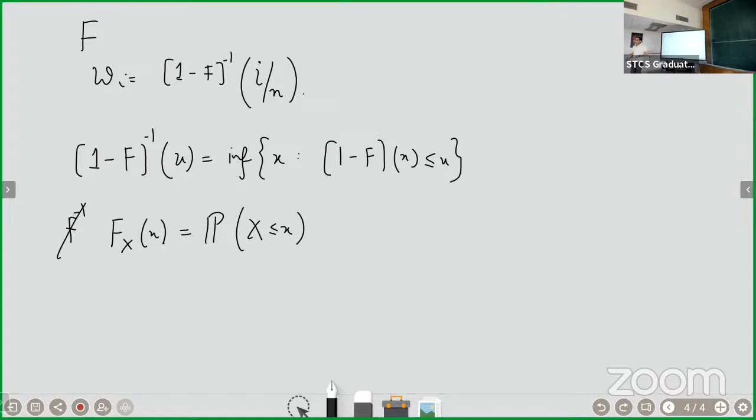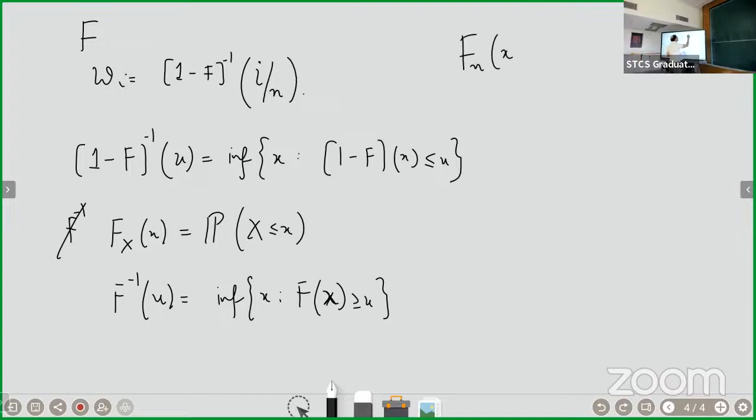Let's see why that is. So f inverse u is very similar, the infimum of x such that f of x is at least u. That's your definition of f inverse. This is 1 minus f, so that is why this inequality is there. Okay, now all I have to do is to compute fn of x. And if this is somehow close to f, I'm done.